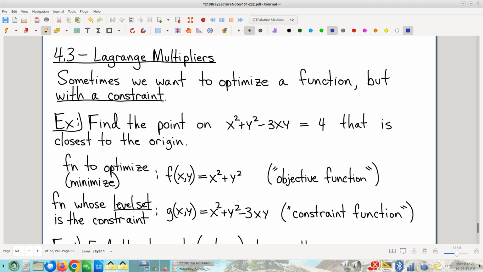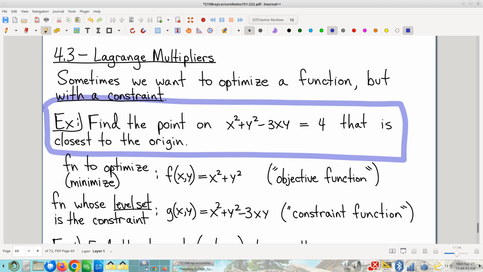Okay, so I'm going to start with an example of the kind of question that we're interested in. This is what we call a constrained optimization problem. We have a curve in the plane. And among those points, I would like to know which one is closest to the origin.